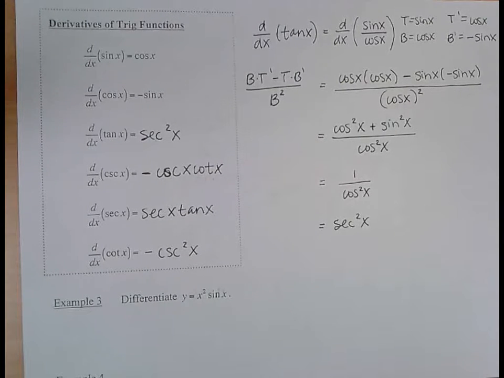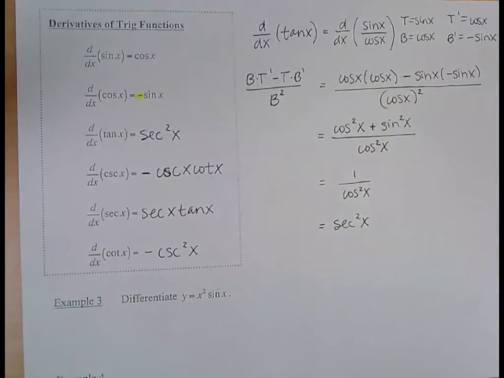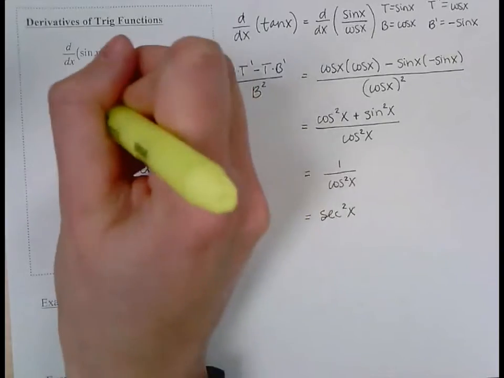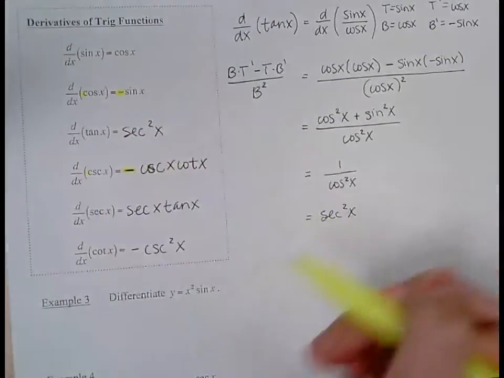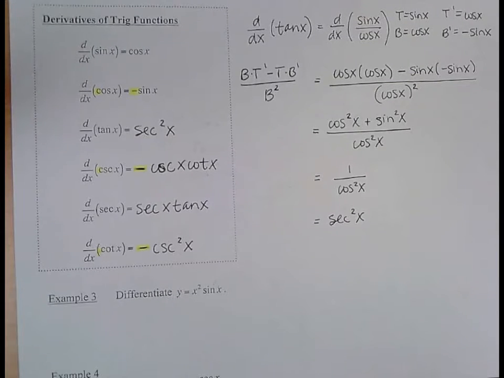Also I want to point out a helpful trick to know which ones are negative. Do you notice anything about which ones are negative? All of the ones that start with co something. So the derivative of cosine is opposite sine. Cosecant is opposite. Cotangent is opposite. So to remember which ones have an opposite or a negative in front: if it starts with co, it has a negative in front.